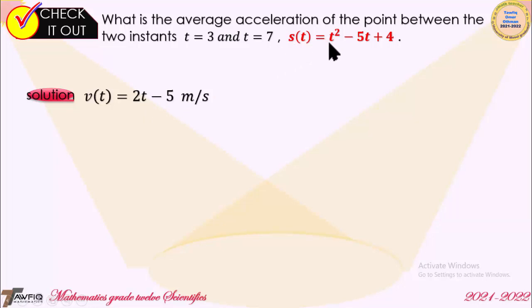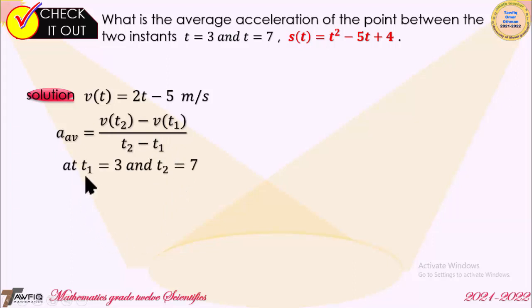The derivative of t squared is 2t, minus the derivative of 5t, which is 5. Then the average acceleration is equal to v(t2) minus v(t1) over t2 minus t1. Then t1 is 3 and t2 is 7. Therefore, the average acceleration is equal to v(7) minus v(3) over 7 minus 3.